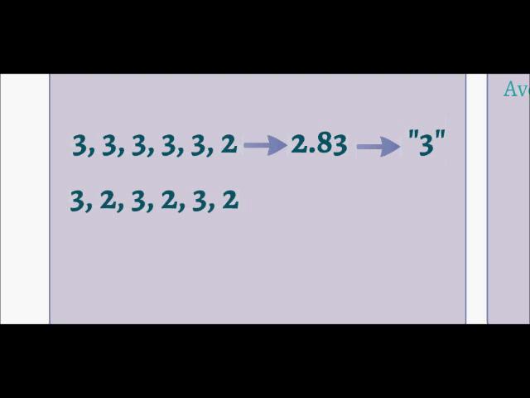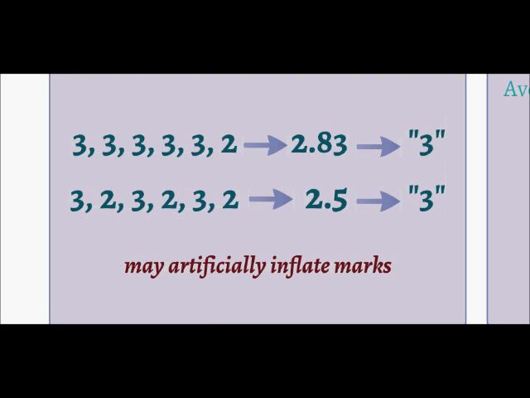But what about Kellen? His scores were half 3s and half 2s, which of course averages to 2.5, which using this method also produces a report card mark of 3. This would make Kellen happy, but not the teacher, who may not think Kellen is actually proficient if he can only produce proficient work half the time. So it appears that this method may artificially inflate marks.